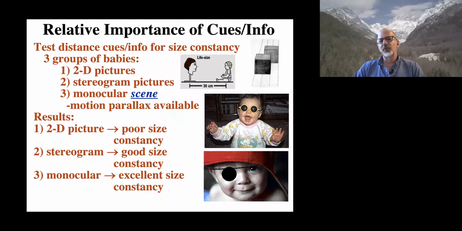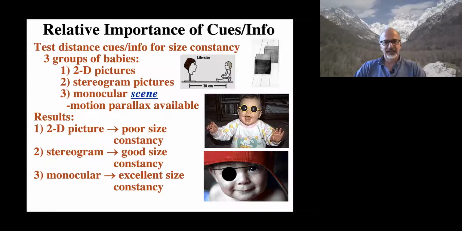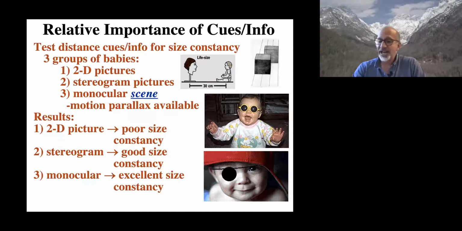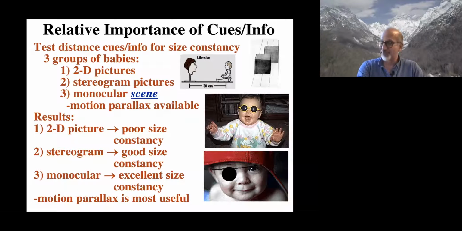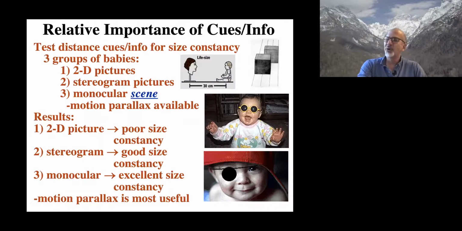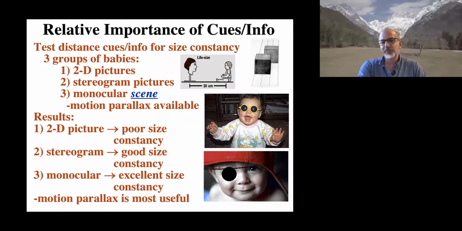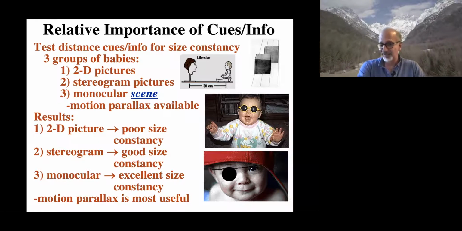Just that much motion and seeing a real scene in front of them is enough for them to have the best size constancy. Again, suggesting that there's this primacy of motion for seeing depth perception. Motion parallax seems primary. It seems the most informative relative to these other types of visual input.